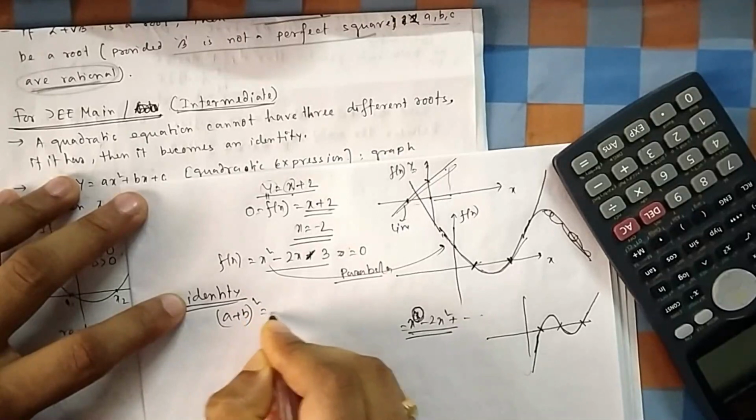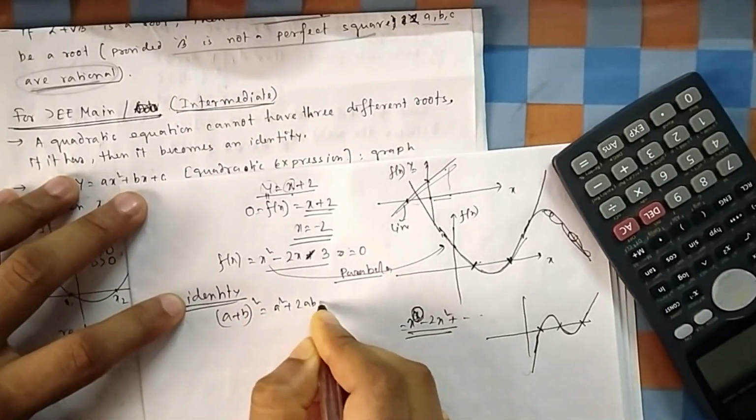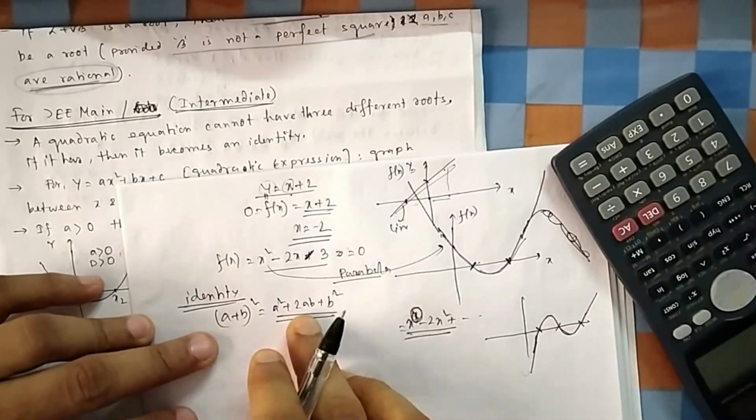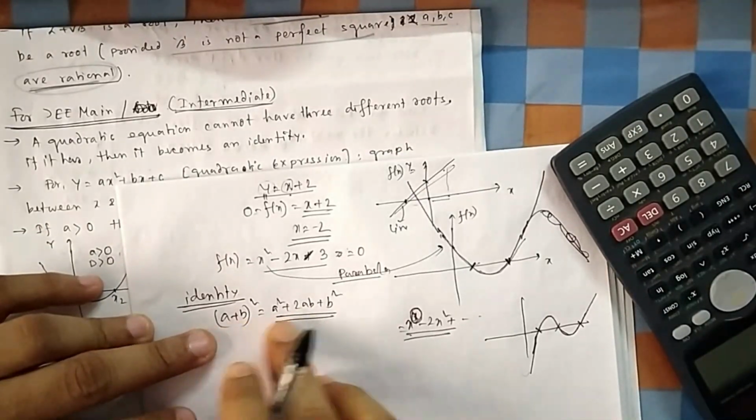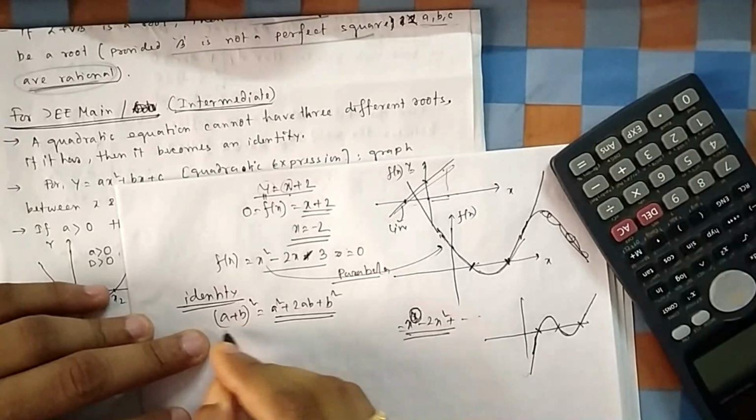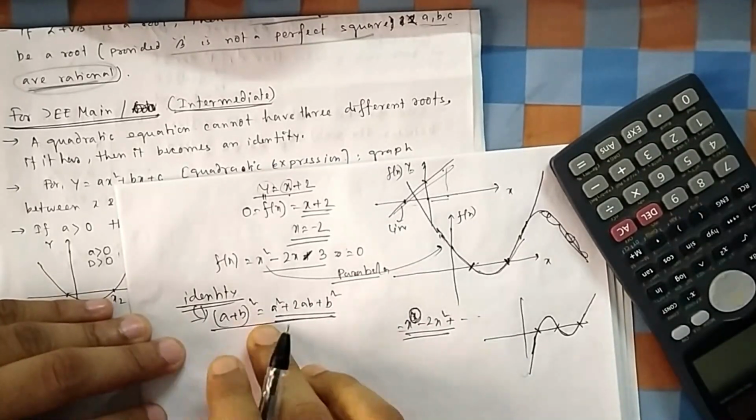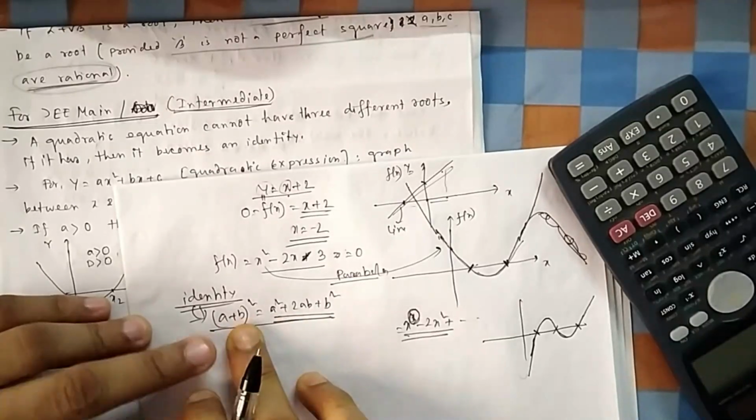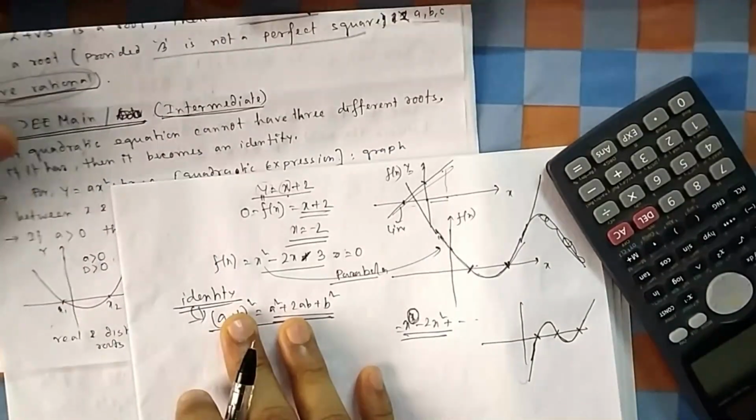Suppose I say (a plus b) whole square equals a square plus 2ab plus b square. This is also a quadratic expression, but it is true for all values of a and b. So it becomes an identity. It is no more a function, no more an equation. Any value of a and b you put, it should satisfy both sides. So that's what they are saying.